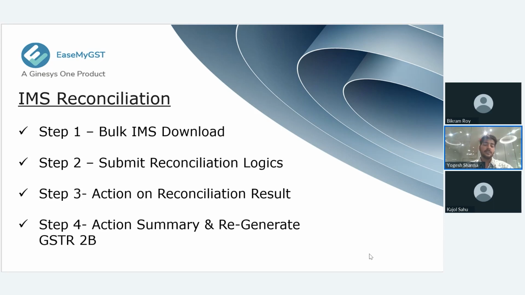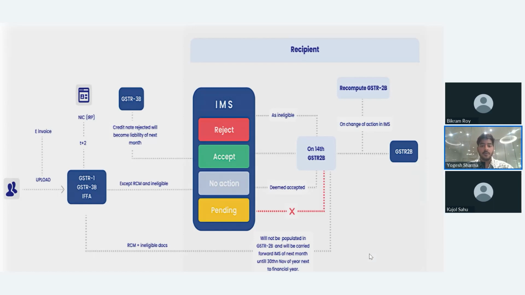In the action summary, we provide you a summarized view of how many actions you have taken on your reconciliation result, whether it is on B2B, B2B amendment, credit note amendment, debit note amendment, and e-com sales. In the next step, this is the flow of your GSTR return invoices in IMS. I will explain it with a highlighter, just a second.